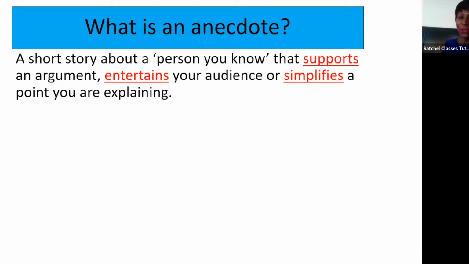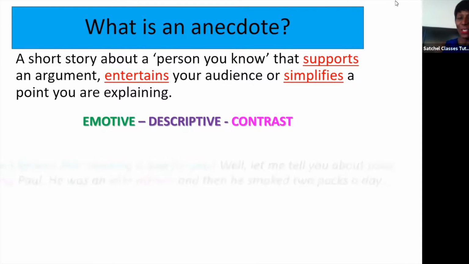Now, the three different aspects. Firstly, we start with anecdote. What is an anecdote? An anecdote is a short story about a person you know, and it's used for specific purposes. It supports an argument, it entertains your audience, or it simplifies a point that you are explaining. And as that personality, that character, that identity that you're using to get your views across, anecdotes are a great way of really being persuasive. My advice would be that you try and make your anecdote emotive, descriptive, and use contrast. And here are some examples.